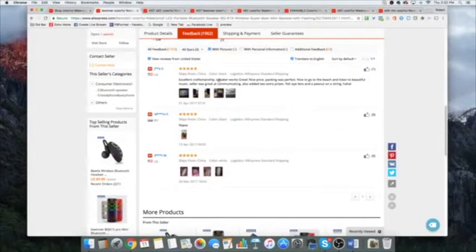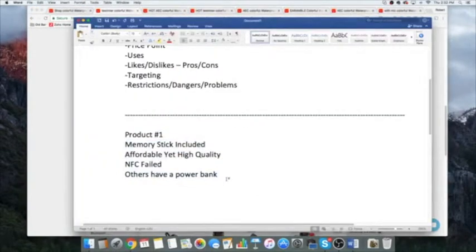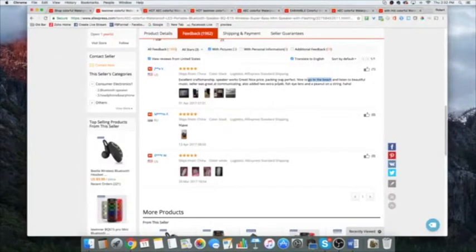Excellent craftsmanship. Speaker works great. Nice price. Packing was perfect. Nice to go to the beach and listen to beautiful music. Go to the beach. Now we just learned why they're using it. Perfect for the beach. Why? Because it's waterproof. Right? I mean, that's obvious, but I didn't really think of that. Right? I didn't really think about that.